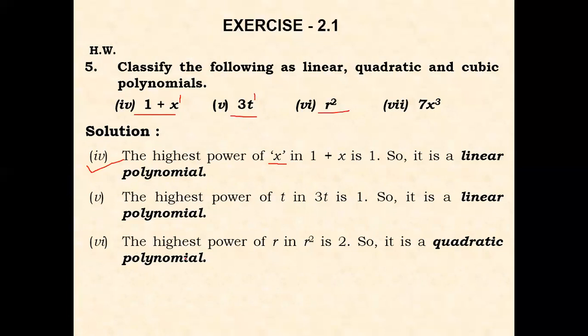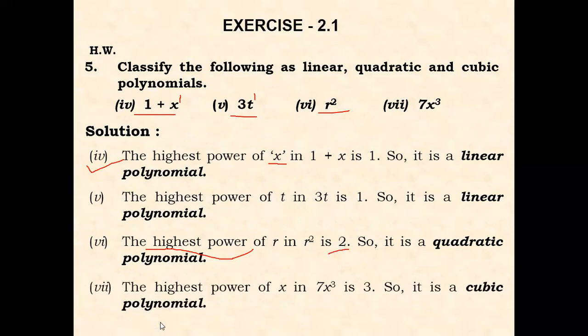R square is a quadratic polynomial, again power 2. The highest power is 2 here. Now in the seventh part, we have the power 3, and that's why we say it's a cubic polynomial, 7x to the power 3.